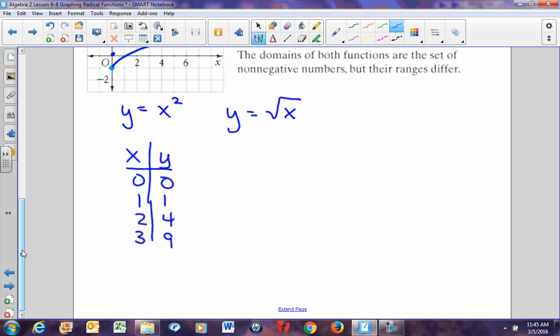And remember, you interchange x and y. So your new function has still 0, 0 here and still 1, 1 here, but then it goes 4, 2, and then 9, 3. So if you can remember that, it will be a lot easier for you to graph the translations of the parent function of y equals the square root of x.